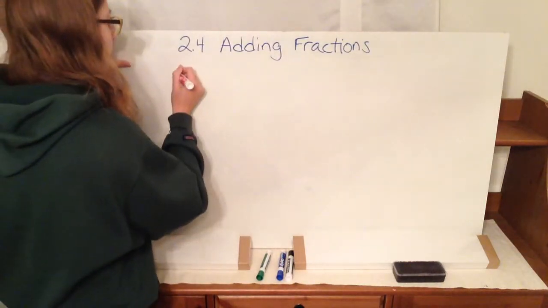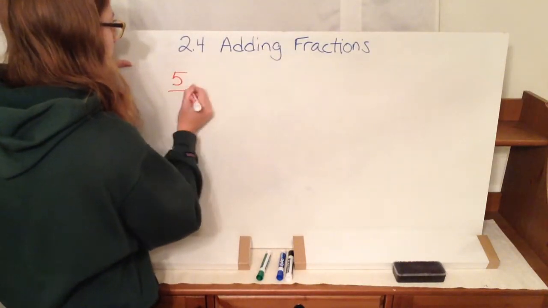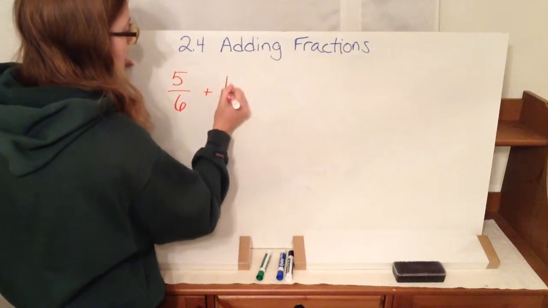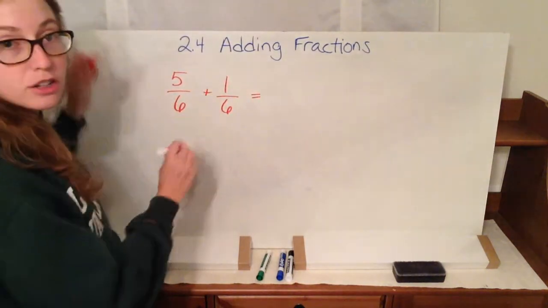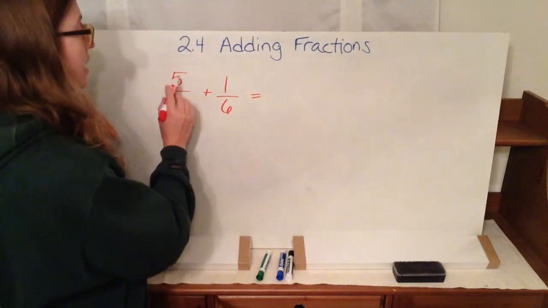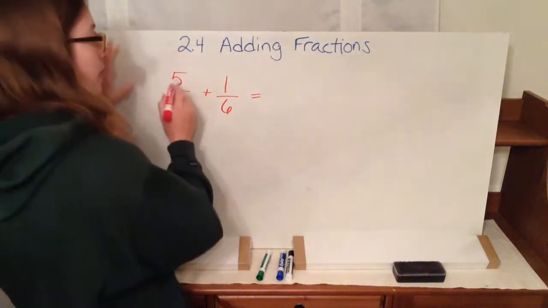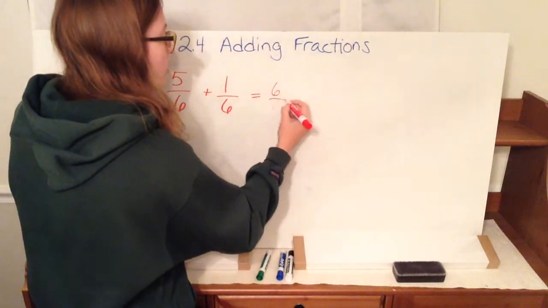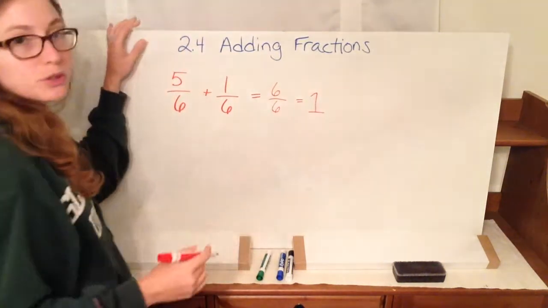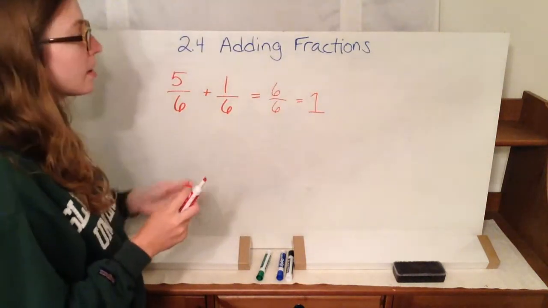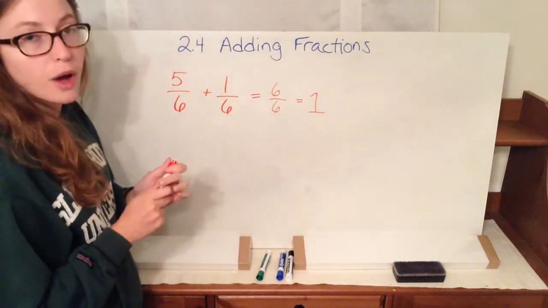If I have 5/6 and 1/6, the denominators are the same size, so I add the numerators and I get 6/6, which we will be reducing now that we've done reducing fractions in simplest form. 6/6 is the same as 1.